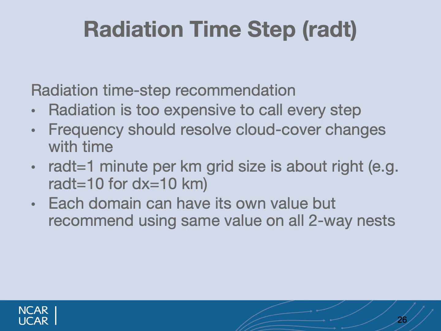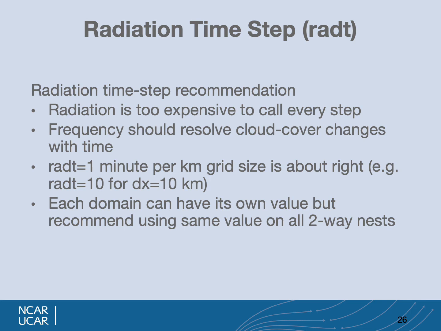Radiation is part of the physics that is very expensive to run, so we don't run it every time step. We instead have a time step that we designate for radiation, called RADT, in minutes, that you would specify. Typically the radiation then runs about every 10 time steps. Our rule of thumb for this is 1 minute per kilometer of grid size.